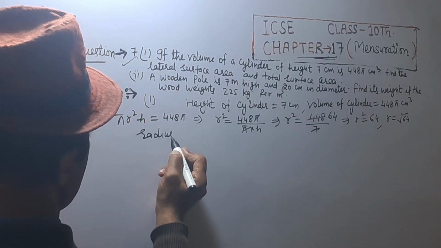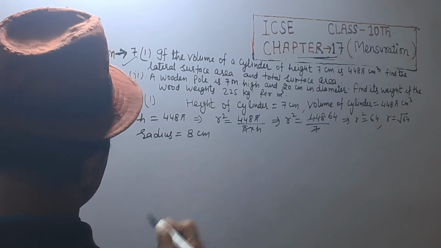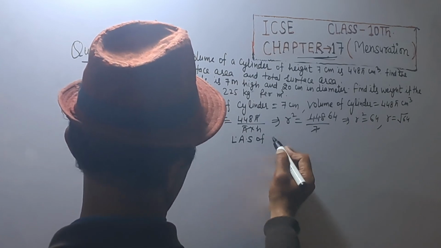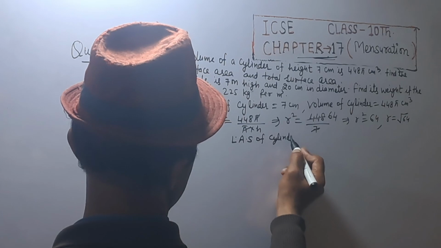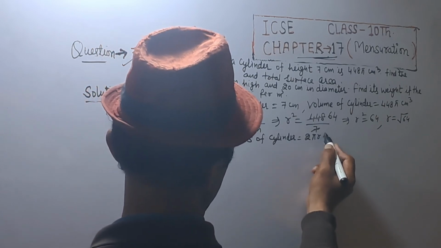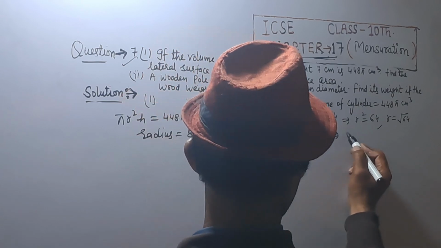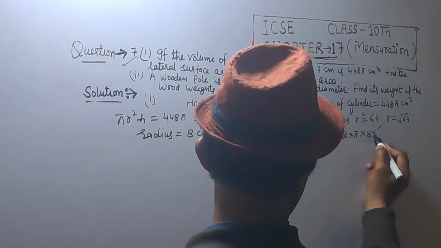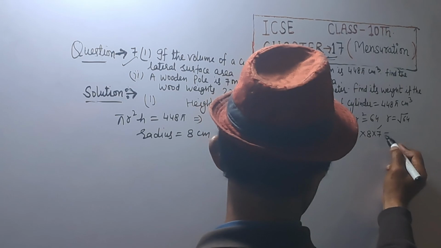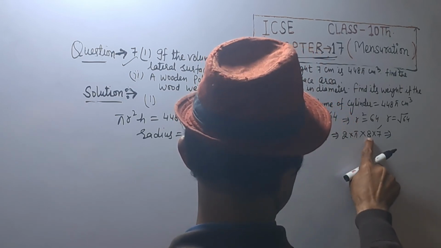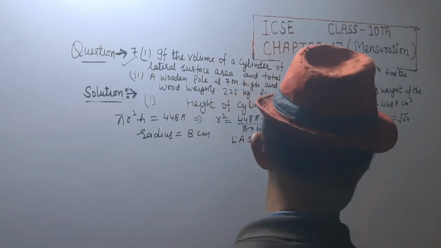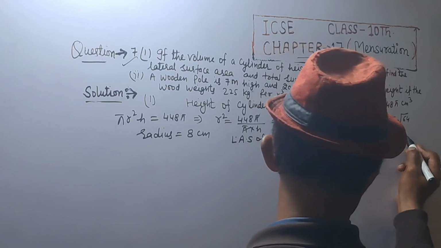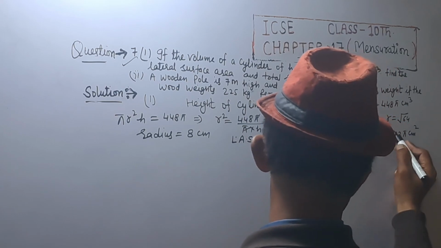Radius is equal to 8 centimeter and lateral surface area of cylinder is equal to 2 pi r h, which implies 2 into pi into radius is 8 into height is 7 centimeter, which implies 8 2s are 16 and 16 7s are 112 pi centimeter square. Answer.